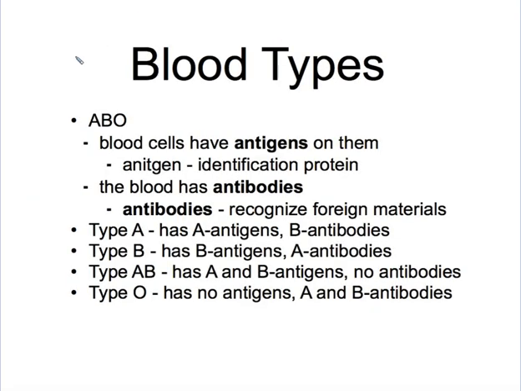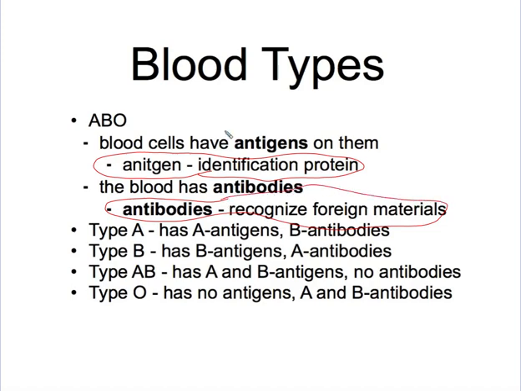So blood types, there are three types of blood that we have in our bodies. They are A, B, and O. So blood cells have what's called antigens on them. Antigens are identification proteins. You will need to know that an antigen is an identification protein, and an antibody recognizes foreign materials and marks them for disposal. So these are two words that are similar in name, have totally different functions, totally opposite functions. So we're talking about blood types.